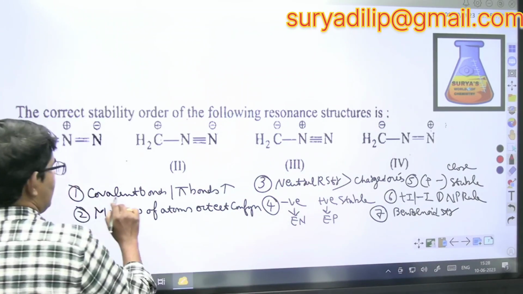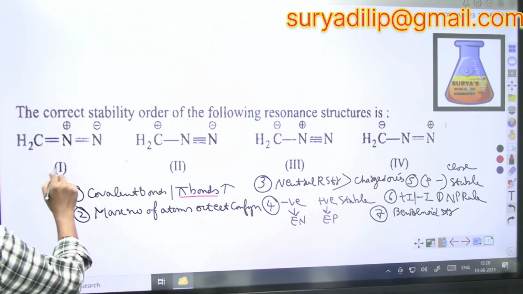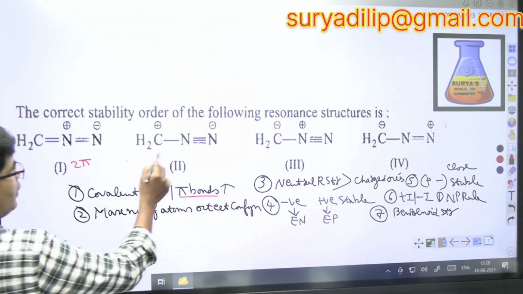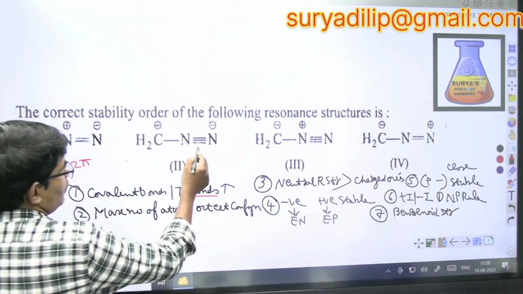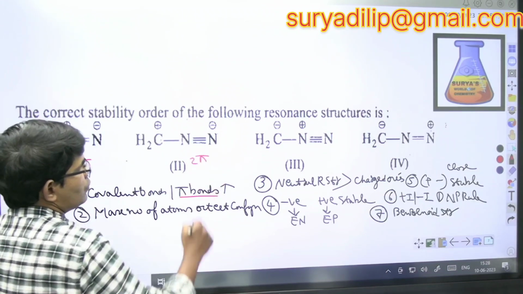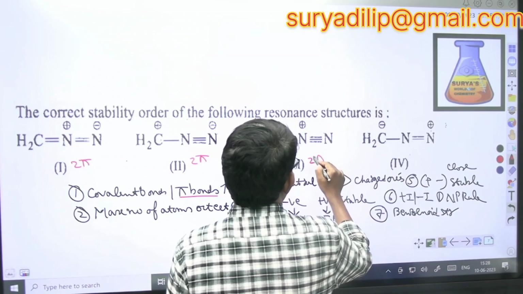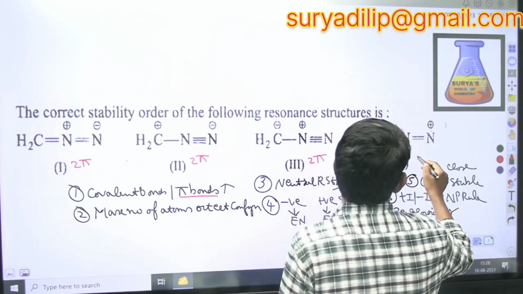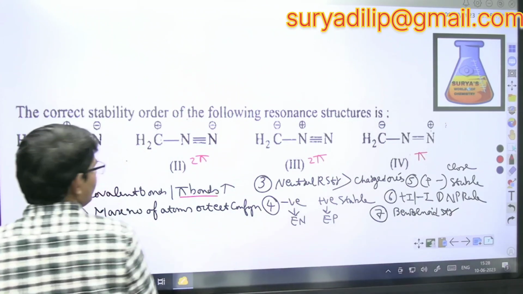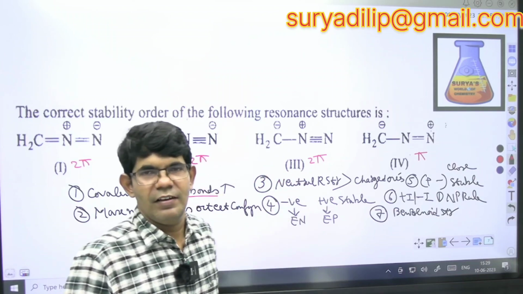The first one is asking you to compare the number of pi bonds. In the first one, you have how many pi bonds? 2 pi bonds. In the second one, you have a triple bond and a single bond, so this is also having 2 pi bonds. Third one is also having 2 pi bonds. But in the fourth one, you have only 1 pi bond. So one thing is very clear, that the fourth one is least stable.